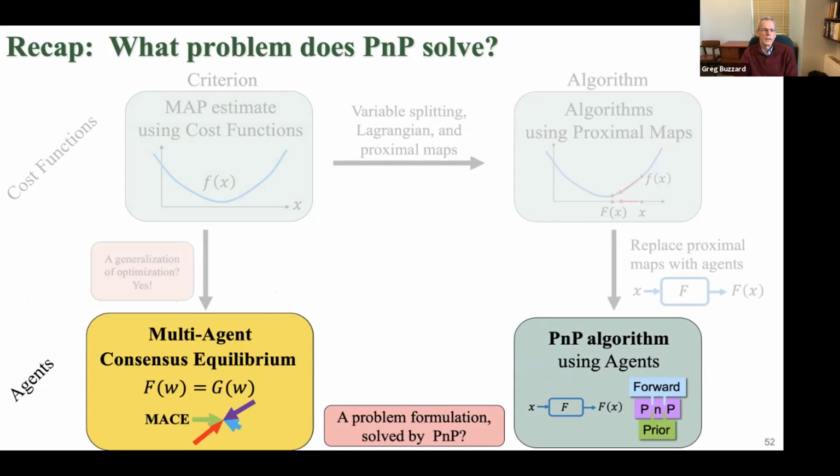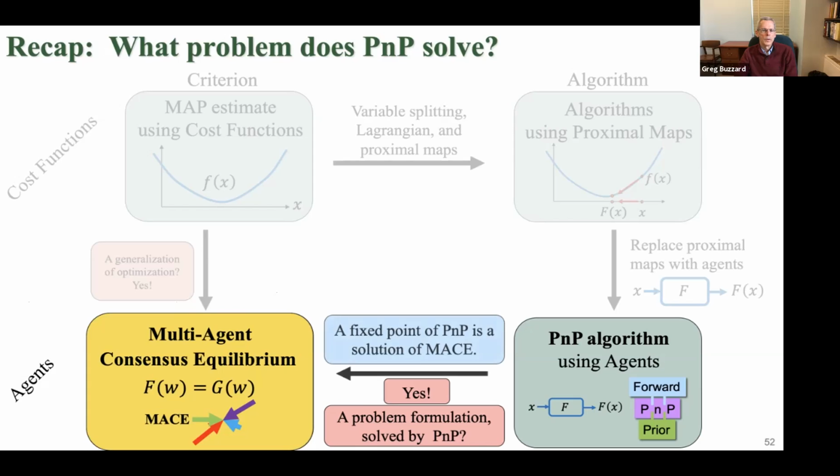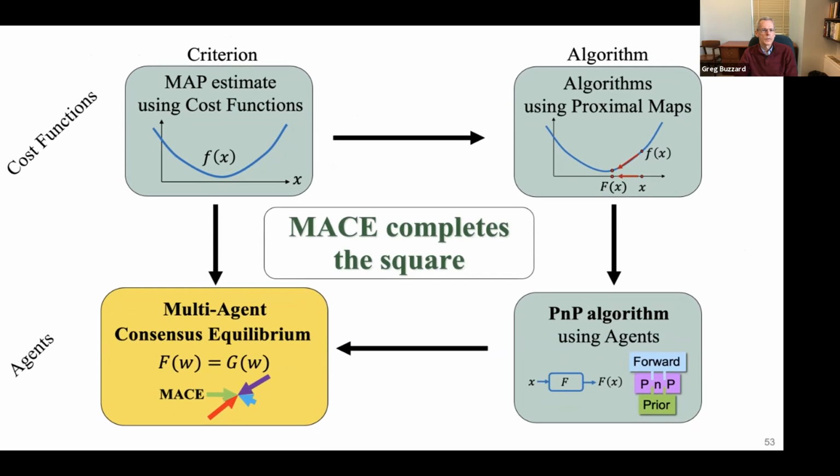And on the algorithmic side, this MACE is a problem formulation that's solved by plug and play. And so the answer here is yes. When you have a fixed point of plug and play, then that is a solution of MACE. Okay, so this gives us a nice commutative diagram for the problem formulation and algorithms with cost functions and agents.